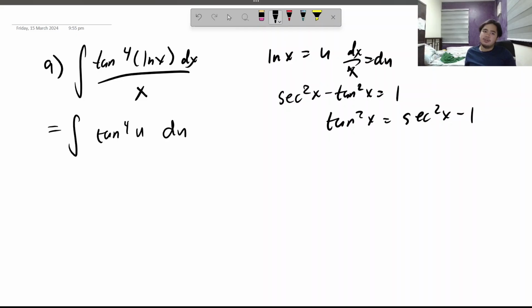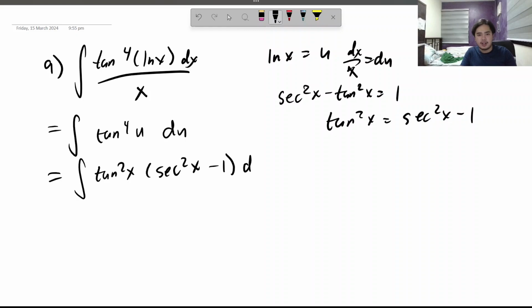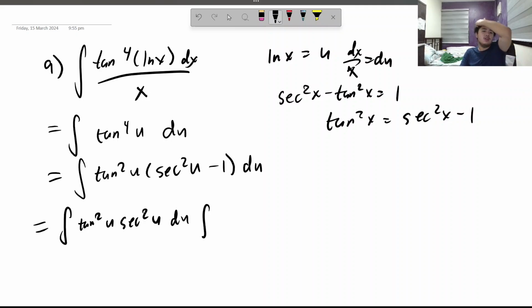So how can we use that here? Let's separate the tangent to the power 4x with tangent squared x on one hand, and then secant squared x minus 1 on the other hand. Only this time we're actually working with u here, so let's just put u and everything else. And then let's just distribute this in order to get the integral of tangent squared u secant squared u du, minus the integral of tangent squared u du.